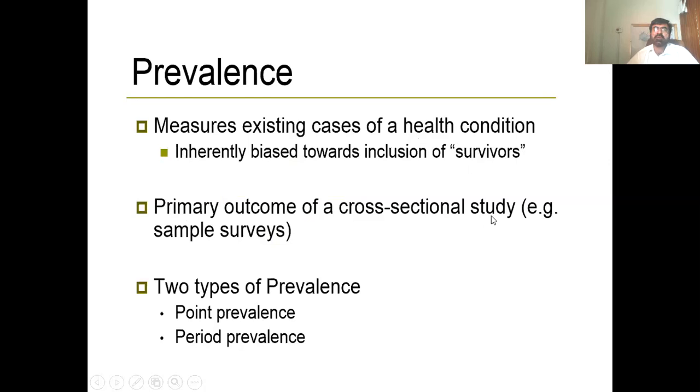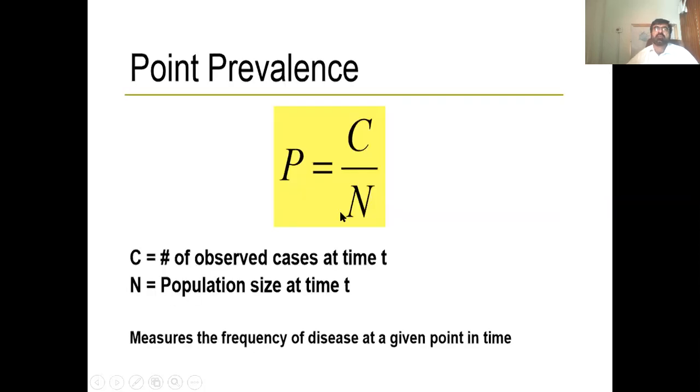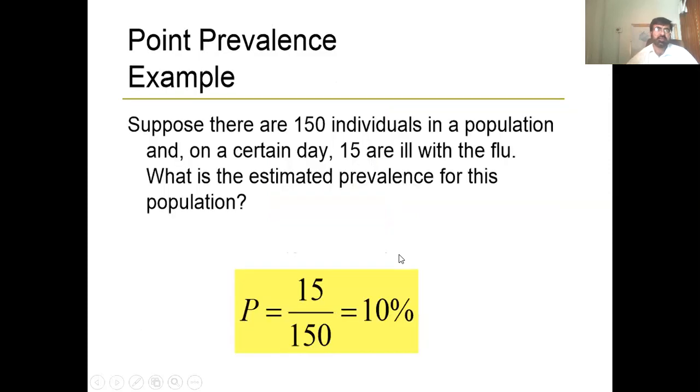It is the primary outcome of a cross-sectional study, for example, a sample survey. There are 2 types of prevalence, point prevalence and period prevalence. In point prevalence, C is the observed cases and N is the total population size at time T, when you visited a population. It measures the frequency of disease at a given point in time. The prevalence measures the frequency of disease, the burden of disease, the magnitude of the disease, the number of people who have the disease out of the total population in that community.